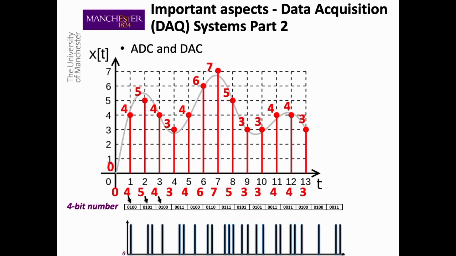If we take that continuous time signal and make it into a discrete time signal, that means we're just going to sample it at a regular frequency. The frequency we're sampling it at in this instance is once per second, and that's represented by the red blobs. So I'm sampling this continuous time signal once per second, and I get the values naught, then 4, then 5, then 4, then 3, then 4, then 6, then 7, and so on.